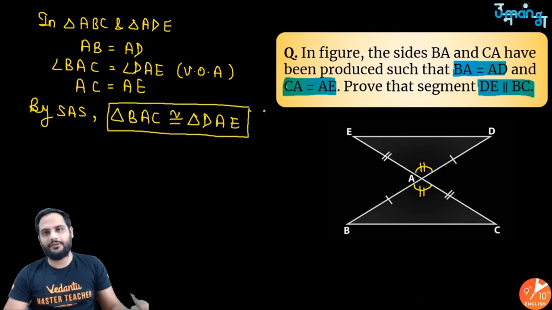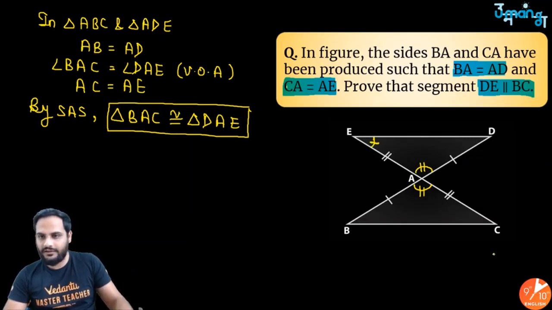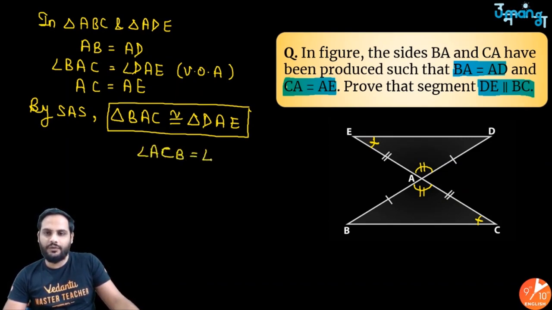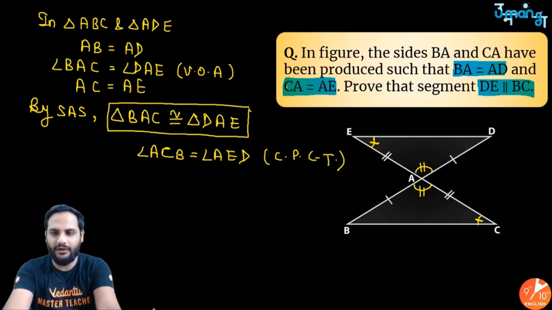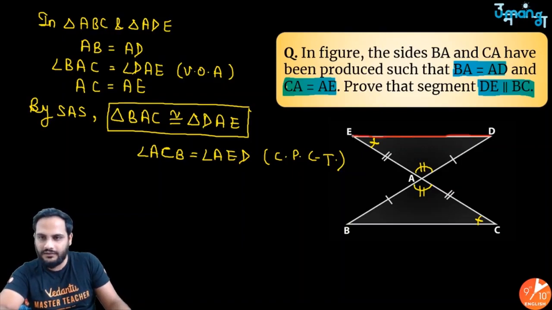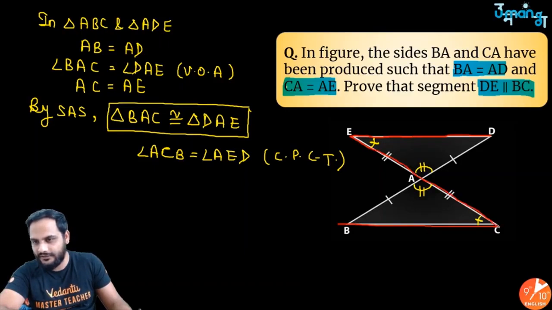Now, if they are congruent, I know that corresponding parts will be equal. So I can say that angle E is equal to angle C, right? Look, because these two sides are equal. So I can say that angle ACB is equal to angle AED because of CPCT. And if they are equal, now just look at the diagram with a different view. You will see that DE and BC are two lines and this EC is acting as a transversal.